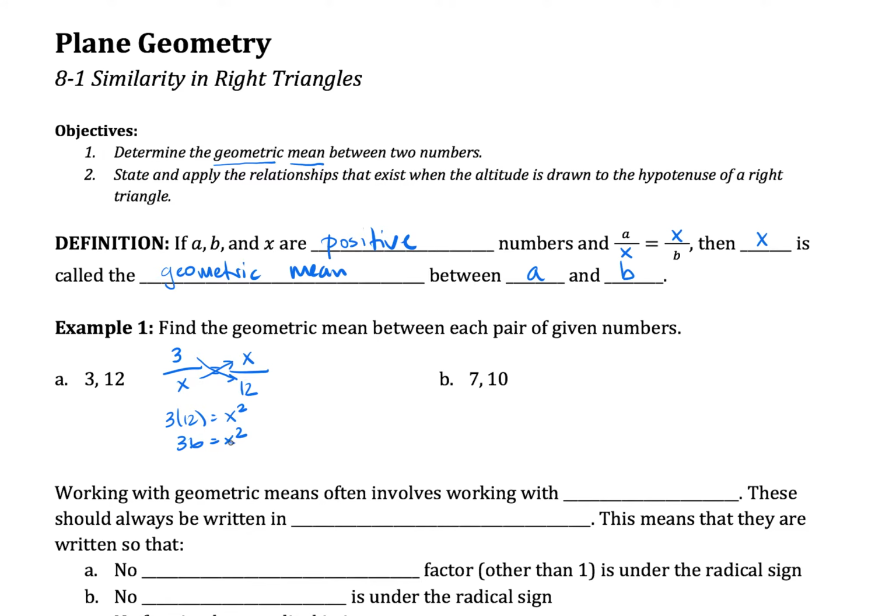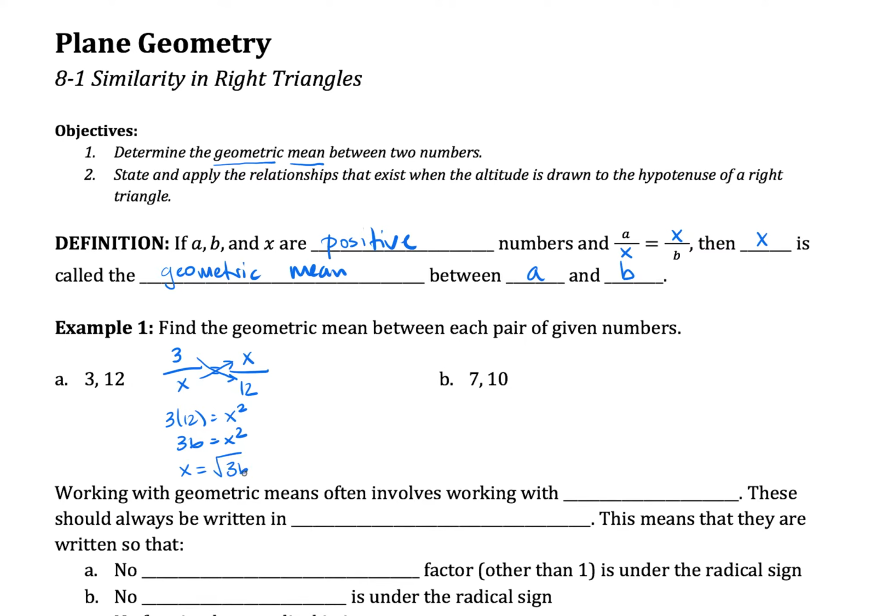Now what we have to do is figure out, if 36 is x squared, then what is x going to be? Now we don't divide this by 2 because x squared is not the same as 2x. What we do is we take the square root of both sides, because that's how you undo, if you will, squaring x. If you square root this side, you're going to have to square root this side as well. So x will be the square root of 36.